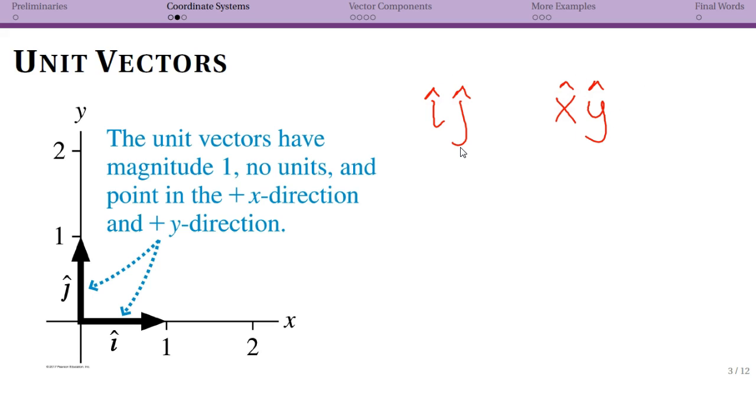So if you've already learned i hat and j hat and you're comfortable with that, feel free to use that. That isn't wrong, and that's what the book will do. However, I'm typically going to use x hat and y hat since I think that's a little more clear.